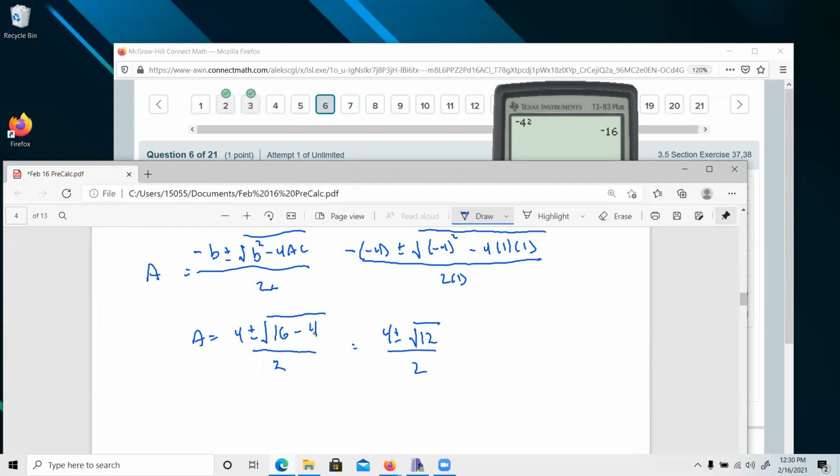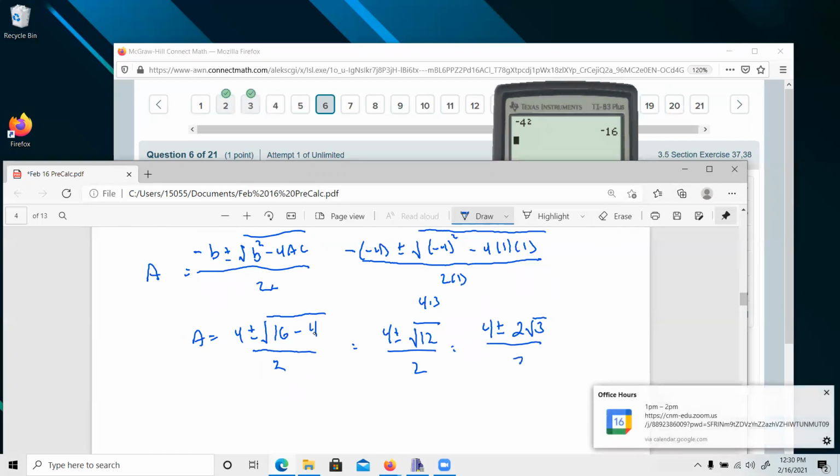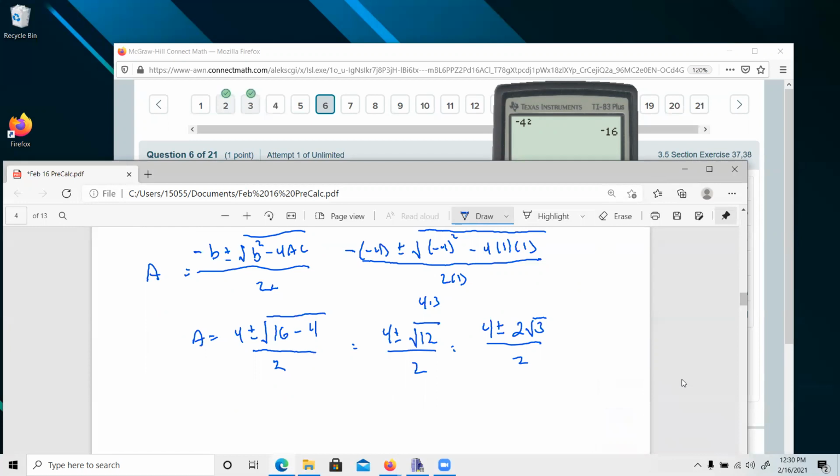And you're going to say, hey, wait a minute. 12 is 4 times 3. It's also 6 times 2, but 6 and 2 aren't perfect squares, whereas 4 is. So that's why the choice is with 4, because I'm trying to fish out any perfect squares in here. So this is 4 plus or minus the square root of 4, 2, root 3. 2. All right. Now we can divide by 2.